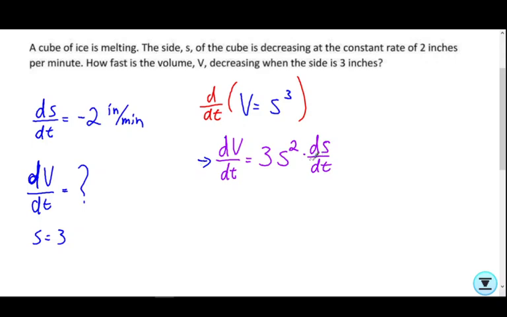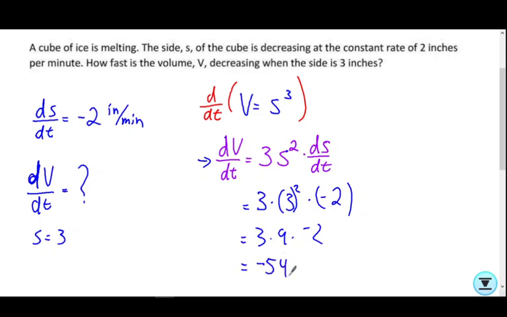Well, do we know what dS over dt is? Yep, negative 2. Do we know what S is? Yep, that's 3. So we just plug it in. So we get 3 times 3 squared times negative 2, which is 3 times 9 times negative 2, which is negative 54. And since we're dealing with volume, it's inches cubed. That's it.